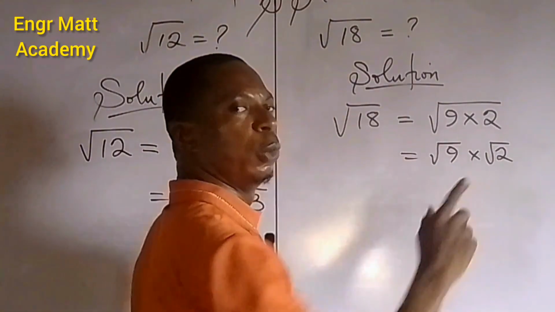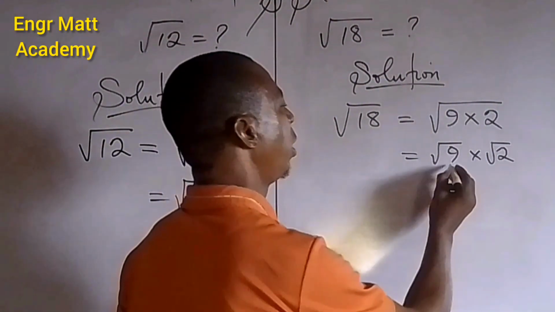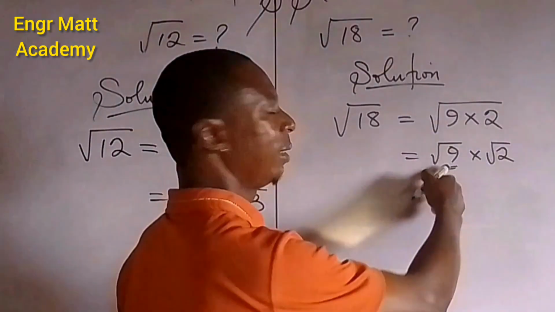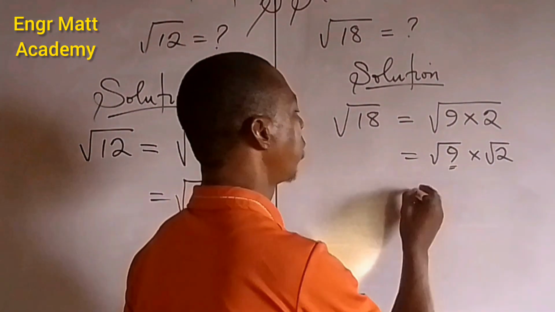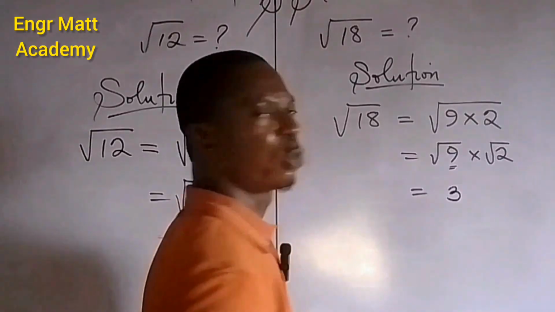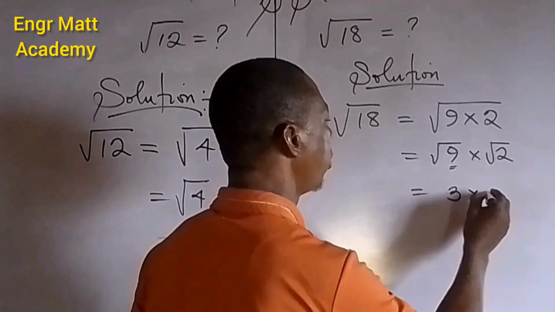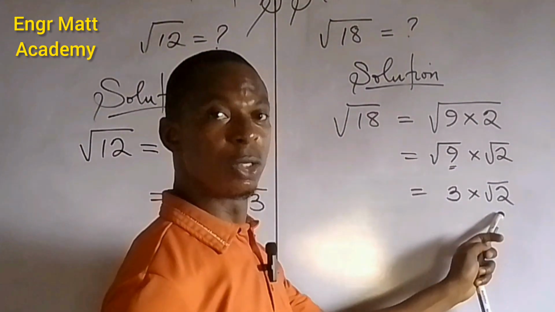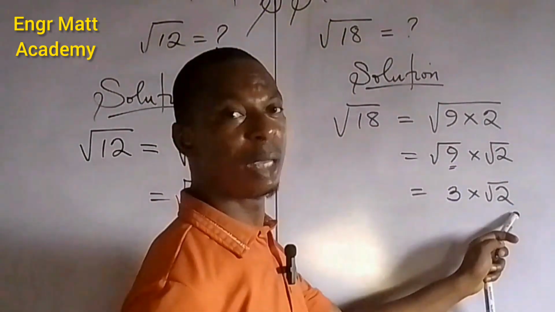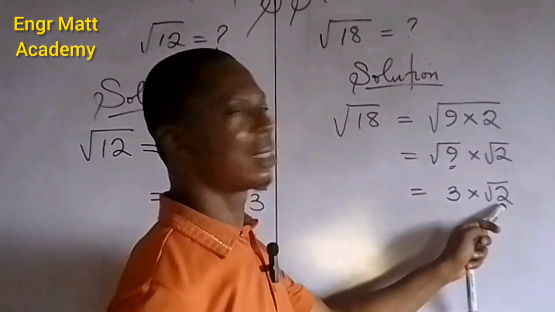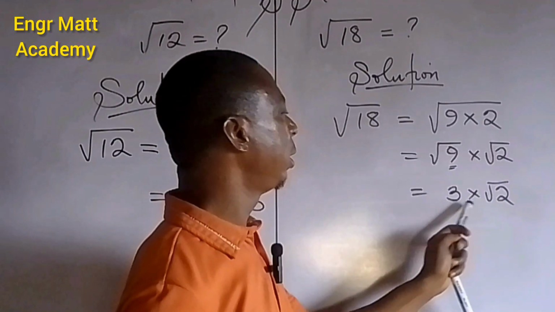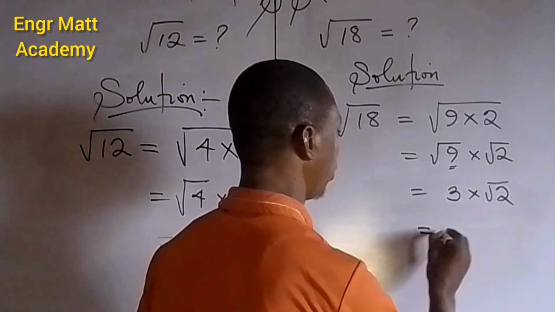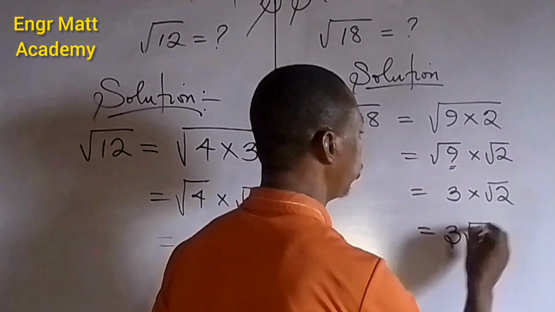At this point, you'll notice that we now have a perfect square in one of the roots, 9. And root 9 will give us what? It will give us 3. That is the square root of 9 times root 2. Since root 2 is a surd that we cannot simplify further, we leave it at that. So we multiply 3 by root 2, and that will give us 3 root 2.